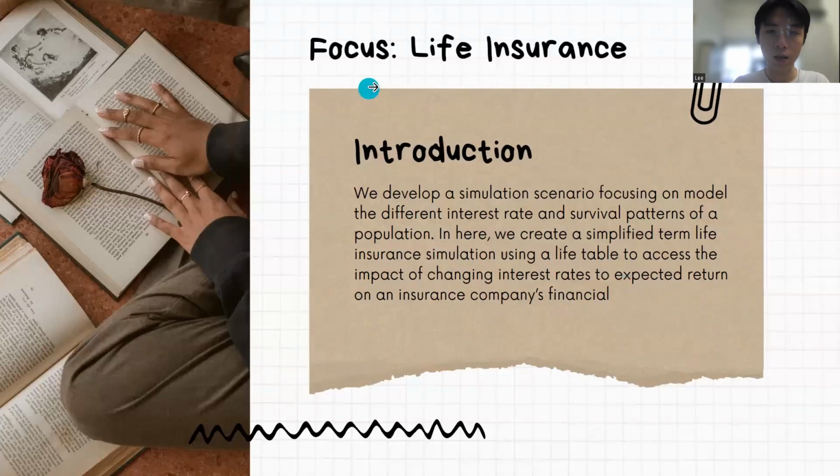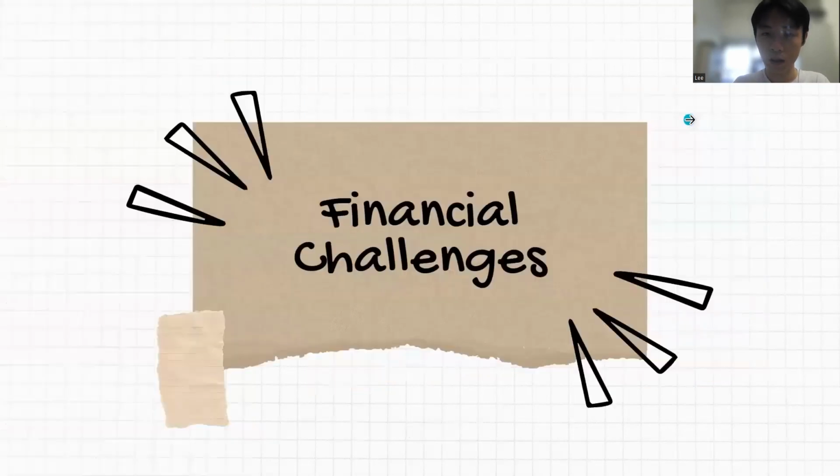Okay, the thing we focus on is life insurance. First, we develop a simulation scenario by focusing on different interest rate and survival patterns of population. Here, we create a 10-year term life insurance and simulate it by using a life table in Japan to assess the change of interest rate to expected return on an insurance company's financial performance.